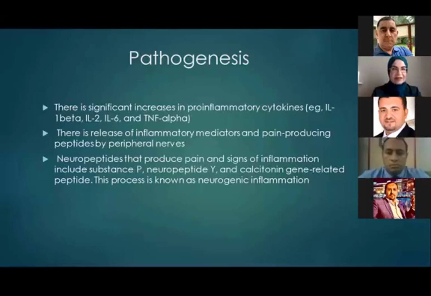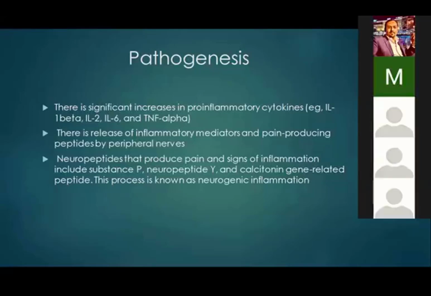So as you see, there is actually a central mechanism, which is a central sensitization at the level of the spinal cord and the brain, which is the CNS. And there is a peripheral inflammatory reaction as well, where the peripheral nerves will release the interleukins, which I have mentioned before. There are also some neuropeptides that can produce pain, and the signs of inflammation include substance P, neuropeptide Y, and calcitonin gene-related peptide. This process is known as neurogenic inflammation.